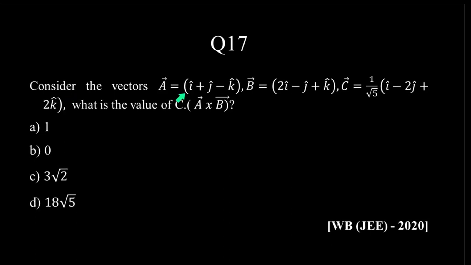Consider the vectors A = i + j - k, B = 2i - j + k, and C = (1/√5)(i - 2j + 2k). What is the value of C dot A cross B?